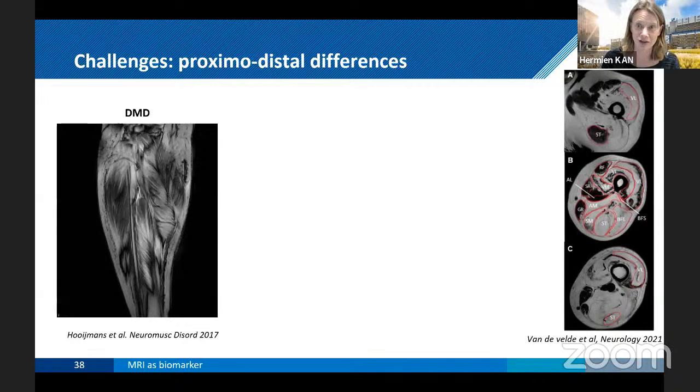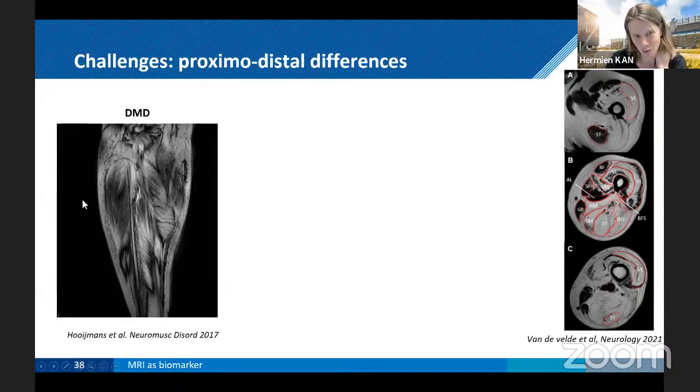So what are the challenges in data analysis mainly? Well, there are proximal distal differences, right? There are proximal distal differences in Duchenne, also in Becker. I noticed that I forgot to add a label here, but this is in Becker muscular dystrophy. What do I mean with proximal distal differences? Well, the fat fraction is not homogeneously distributed over a muscle. This is the peroneal muscle, where at the bottom, at the distal end, you see a higher fat fraction compared to the middle, and at the top it's higher again.